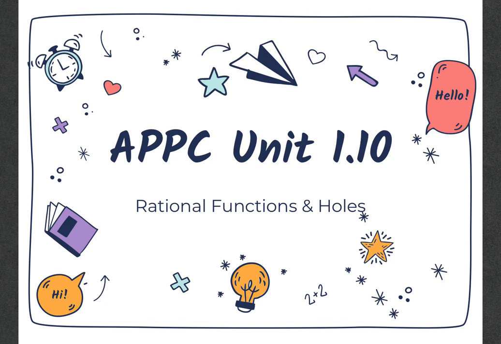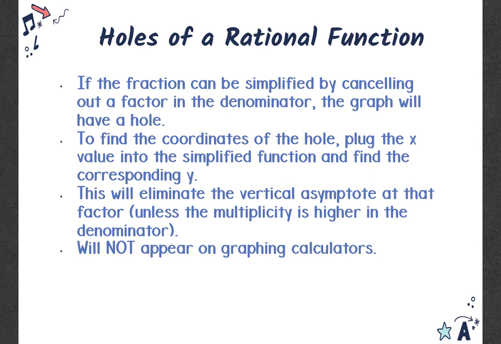All right, again, 110 is still rational functions, but it's rational functions with holes. So how does a hole occur in a graph? It occurs if the fraction can be simplified by canceling out a factor in the denominator. And if it's the only one of that factor, then it will literally eliminate the vertical asymptote at that point, and instead it gets a hole.